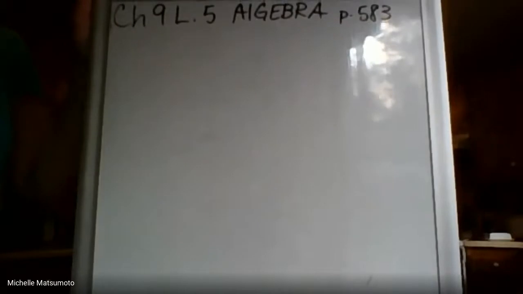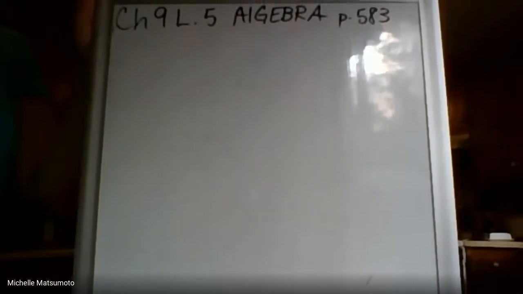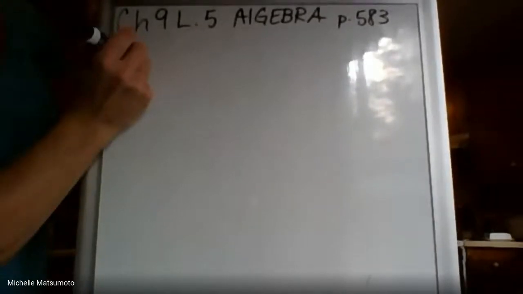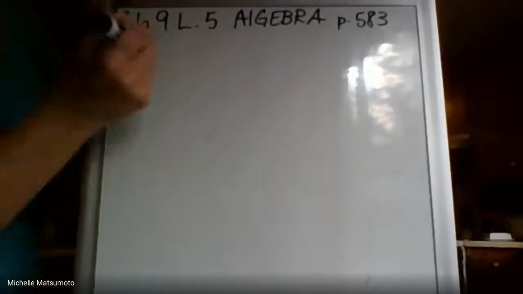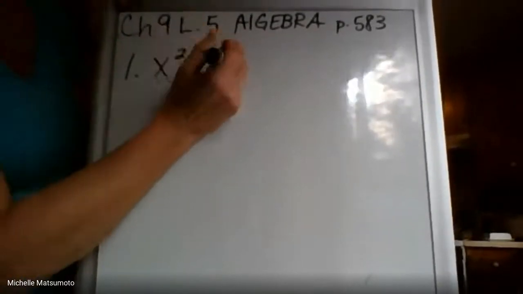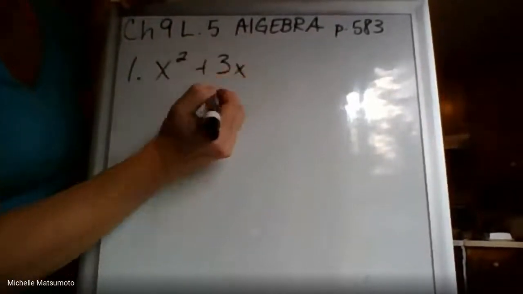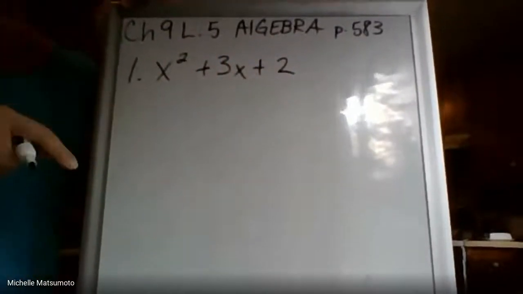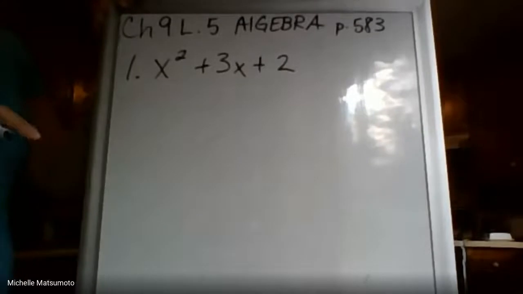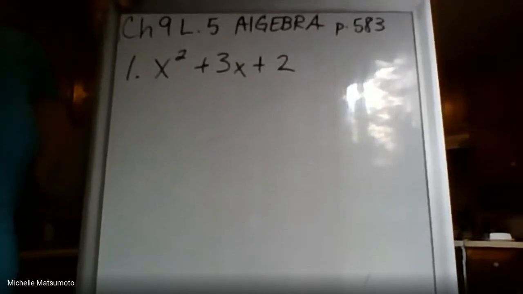All right, guys, we are doing lesson 5 today on page 583. We are factoring trinomials. So I'm going to just start with the first example, and when we talk in person, we can go over more specifics. So your first example is x squared plus 3x plus 2. When we're done factoring this, it's going to look like those binomials in lesson 3 that we were multiplying.